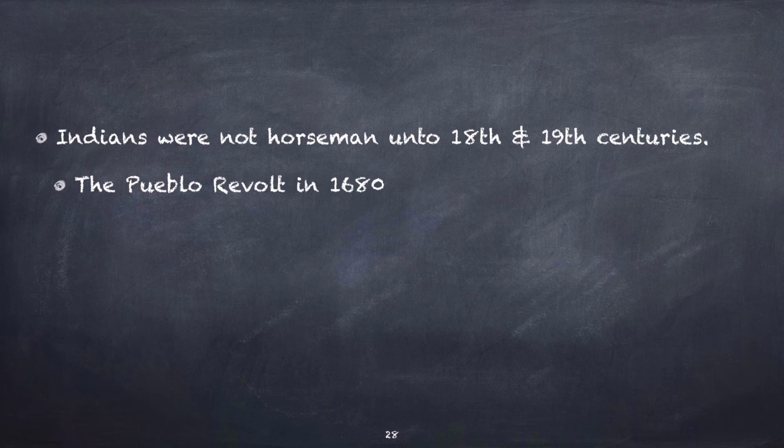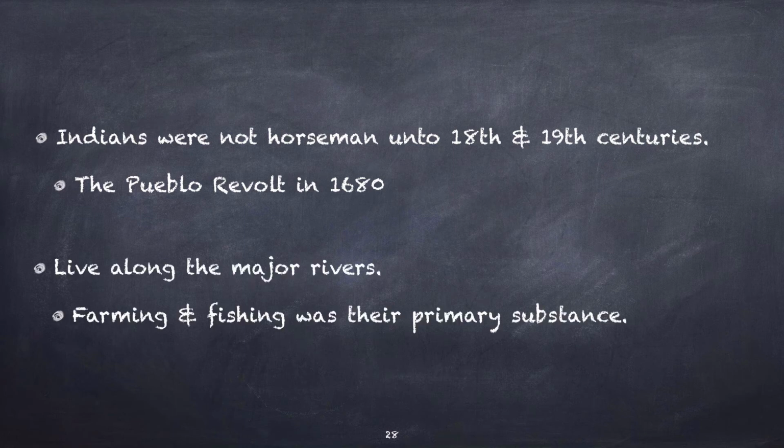These native groups lived along major rivers, and farming and hunting was their primary subsistence. So if you have like two major river junctions, you can be certain there would have been a fairly large native city there.